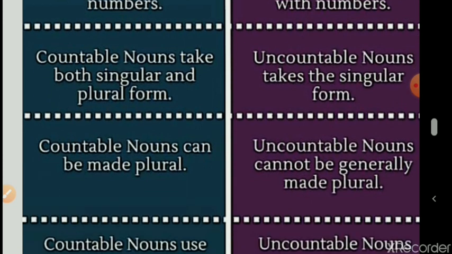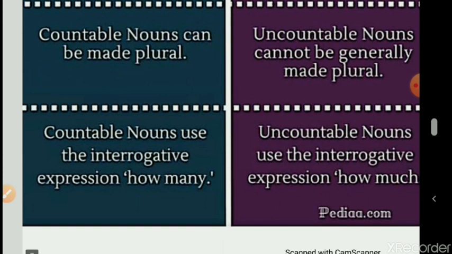Countable nouns can be made plural. बेटा उनके singular plural form दोनों होते हैं, इसलिए उनका हम plural बना सकते हैं. But uncountable nouns cannot be generally made plural. Generally हम uncountable nouns को plural नहीं बना सकते. Now, countable nouns use the interrogative expression how many. बेटा जिसमें भी how many words है, many मतलब आप count करके बता सकते हो. How many children were there in the class? You can say 40, 30, and like that. You can count and tell. But uncountable के संग हम interrogative expression क्या use करते हैं बेटा? How much? Much, which cannot be counted.